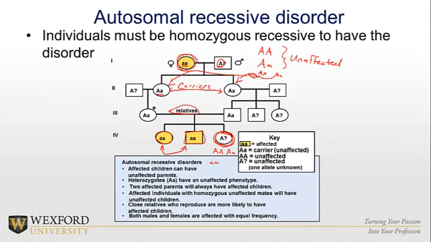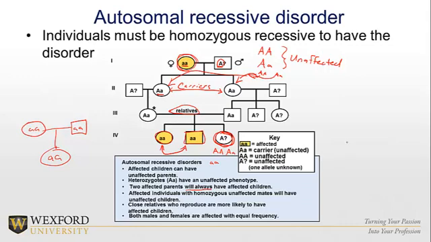Two affected parents will always have affected children, which makes sense. If I have aa mom and aa dad, the only thing that we can get here is the recessive allele, right? So two affected parents will always have affected children. Affected individuals with homozygous unaffected mates will have unaffected children. Well, let's think about that.